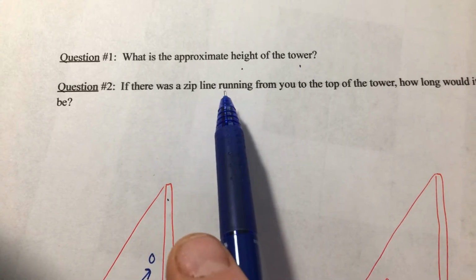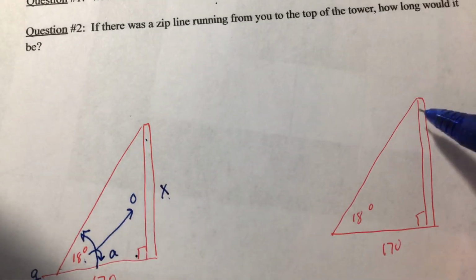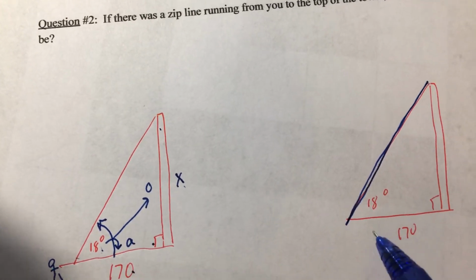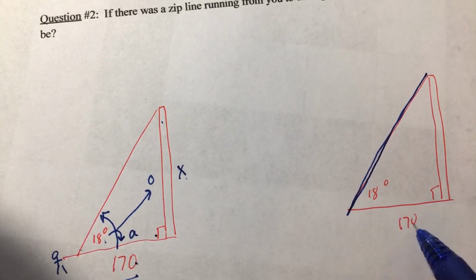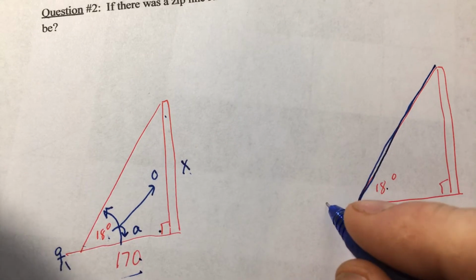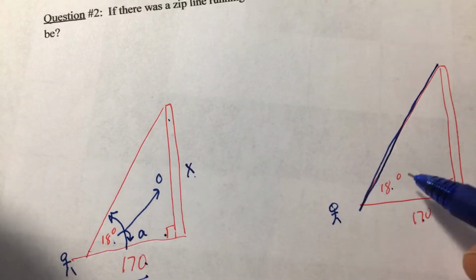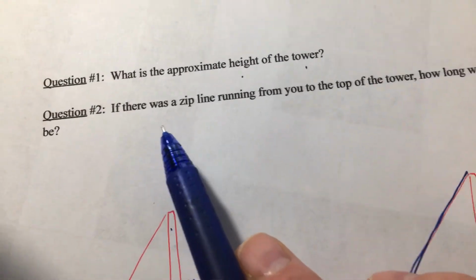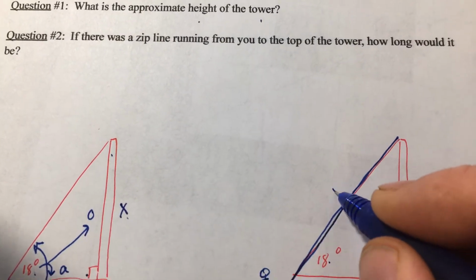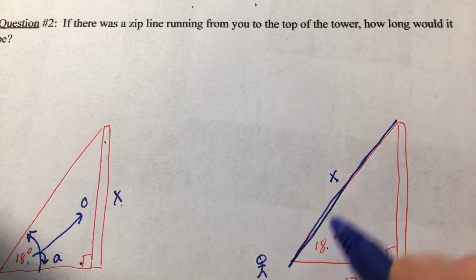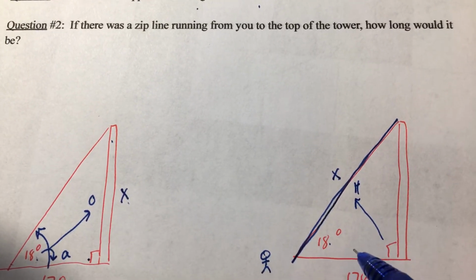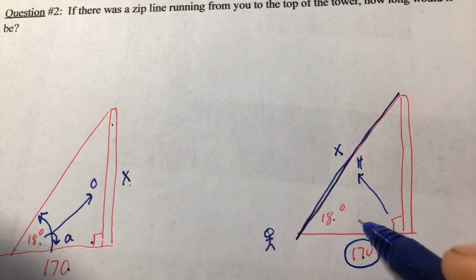Second part, if there's a zip line running from you to the top of the tower, so now this is a zip line. Here's same information, 170 feet from the base, 18-degree reference angle. Here we are. Zip line to the top, okay? How long would it be? Well, we'd have to put an X there. Okay, what is that? There's a triangle here. What is that side? No, it's opposite the 90, it's the hypotenuse.